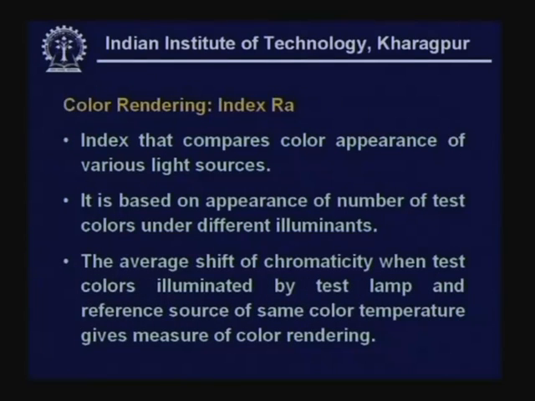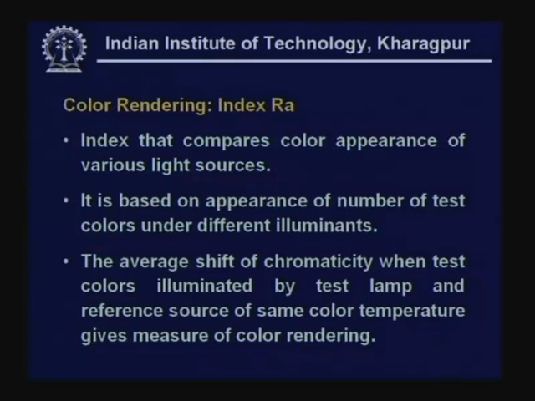The color rendering is specified by considering the average shift when test colors are illuminated by the test lamp and a different source, how much they shift. So, if there is a shift, then that says something about the color rendering ability. Here we are talking about a reference source, and we have already mentioned the best possible reference source would be natural daylight condition.